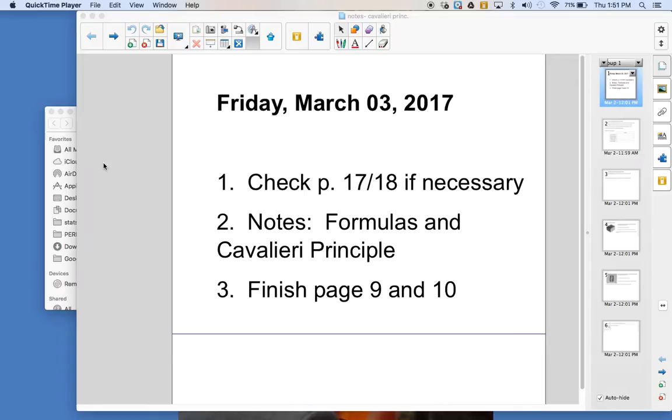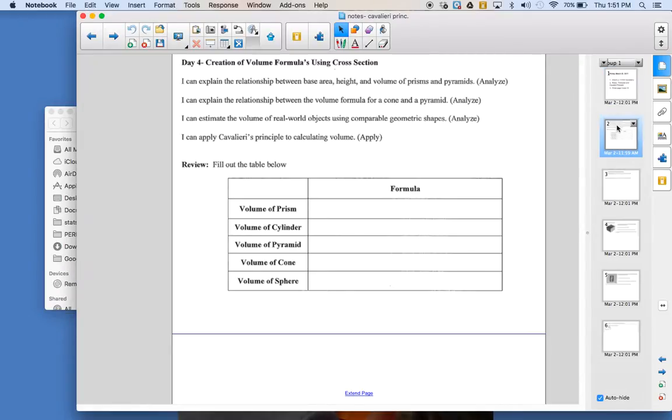Okay, today we're going to talk about the formulas once again that we've been going over, and we're also going to talk about Cavalieri's principle, which is something that you may or may not be familiar with. Now, look on this page here. I think we're on page 7 now, and it's the bottom half. And these are the things that we want to go over today.